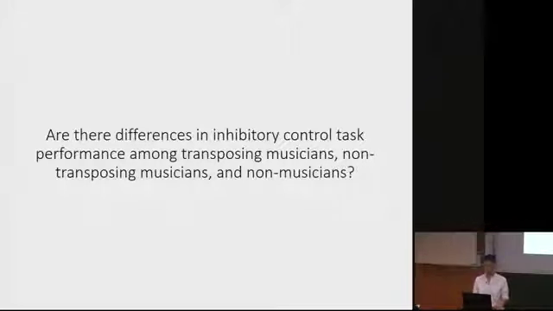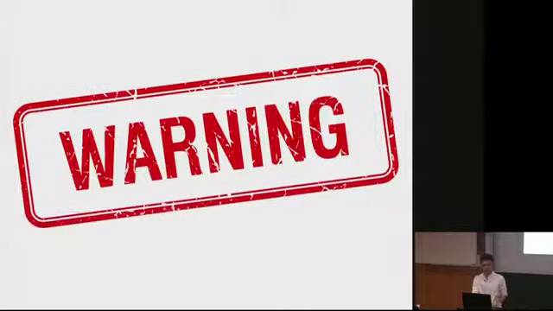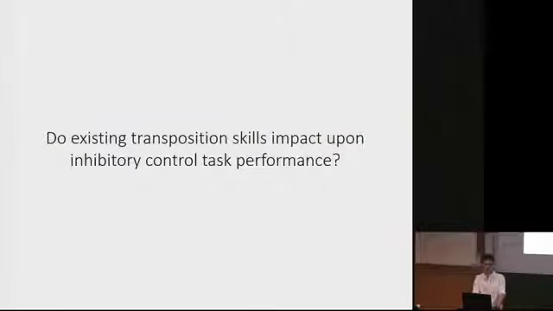and non-musicians? The problem with this question, which one of the conference reviewers raised, is that how can we tell apart who's a transposing musician from a non-transposing musician? Where can we draw the line? So here we propose a different kind of question, which I think addresses this observation. The background that I just explained remains the same, but the question changes. So instead of asking this, we will ask something different, which is, do existing transposition skills impact upon inhibitory control task performance? To answer this question, I will explain the procedure we followed.